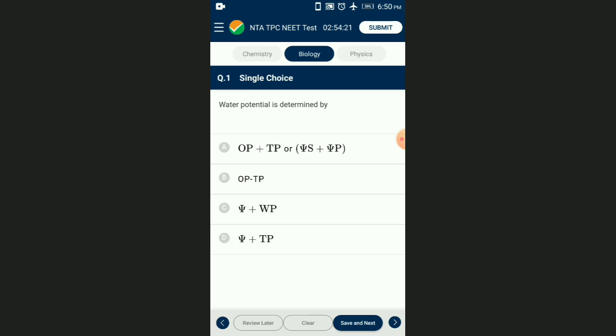It is denoted as psi W. Solute potential or osmotic potential is denoted as psi S. Pressure potential or turgor pressure is denoted as psi P. Matric potential is the absorption affinity of water to any colloidal substances or surface of plant cells. Psi W equals psi S plus psi P, or OP plus TP. So the answer for this question is option A.